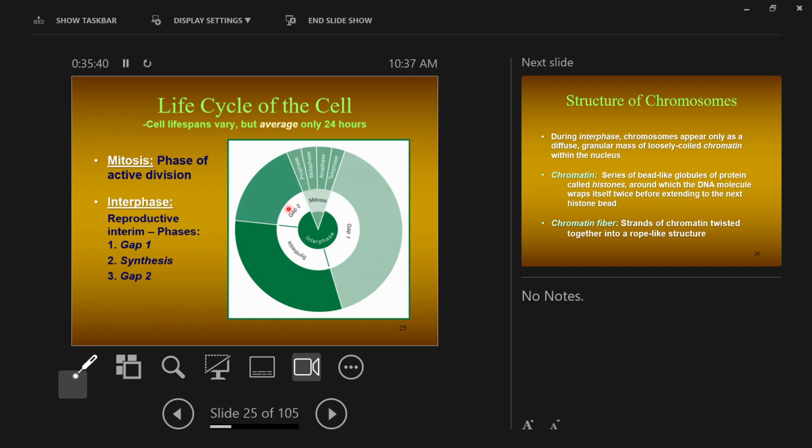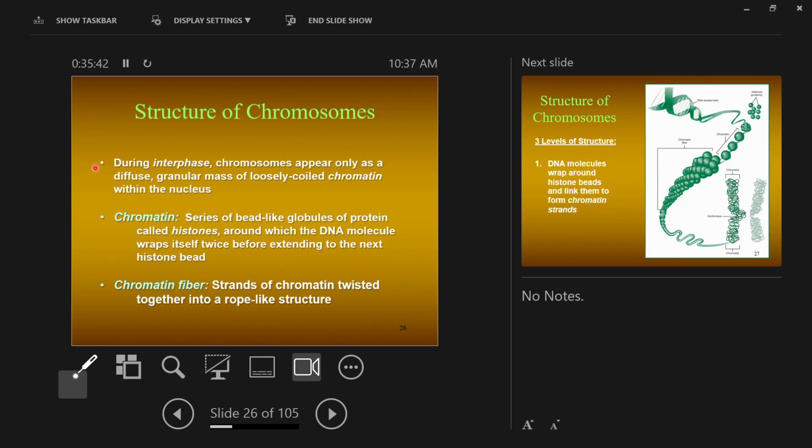Okay, let's say some important things now. So during interphase, chromosomes appear only as a diffuse granular mass of loosely coiled chromatin. Chromatin is the name for a strand of DNA before it's packaged. So a series of bead-like globs of protein called histones around which the DNA molecule wraps itself before extending to the next bead. This is effectively a DNA fiber.